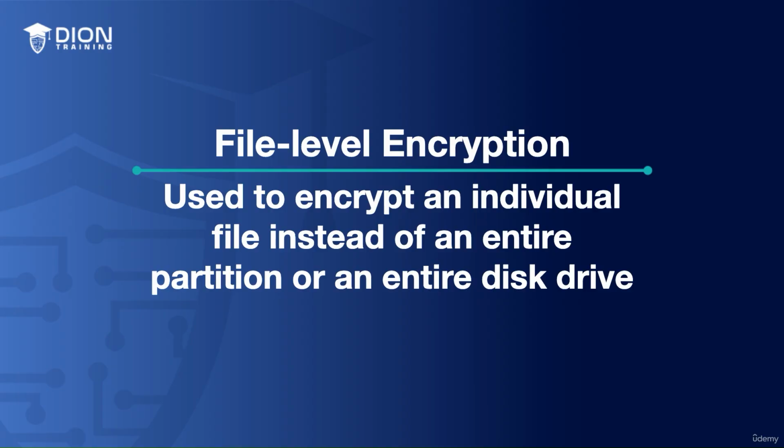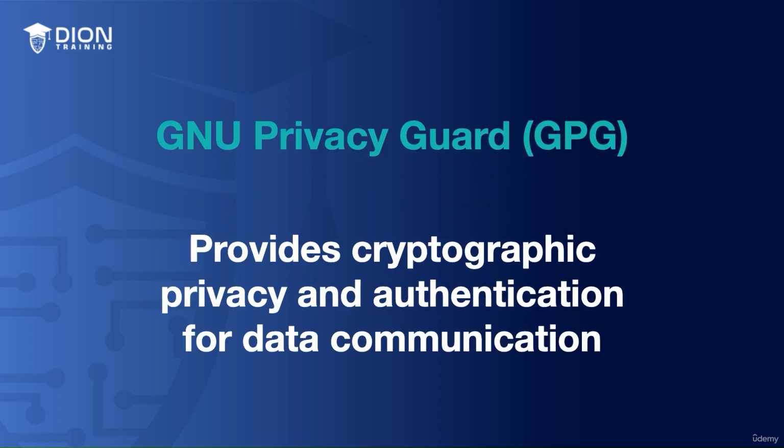Fourth, we have file-level encryption. File-level encryption is used to encrypt an individual file instead of an entire partition or an entire disk drive. Now, for example, let's say you're using a software tool like GNU's Privacy Guard, also known as GPG. You can do this to encrypt just the specified files you want, and now you can send those files back and forth to your coworkers over email and not worry about any attacker being able to read them because these files are fully encrypted. Now, this method is really useful if you only need to secure a few crucial files rather than your entire disk, or you want to be able to encrypt a file before you send it off of your system to some other person.